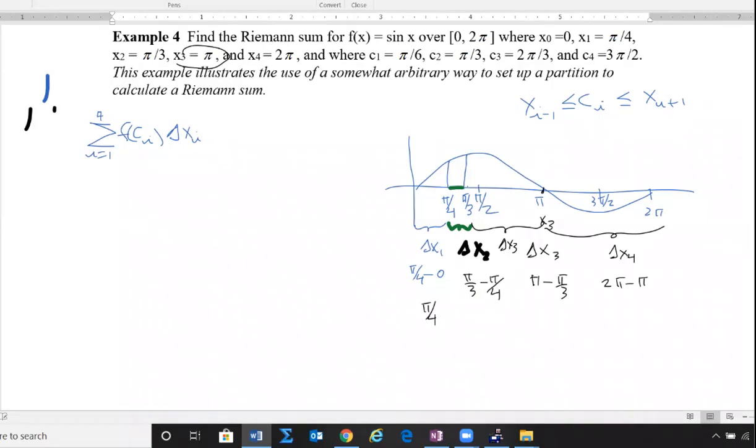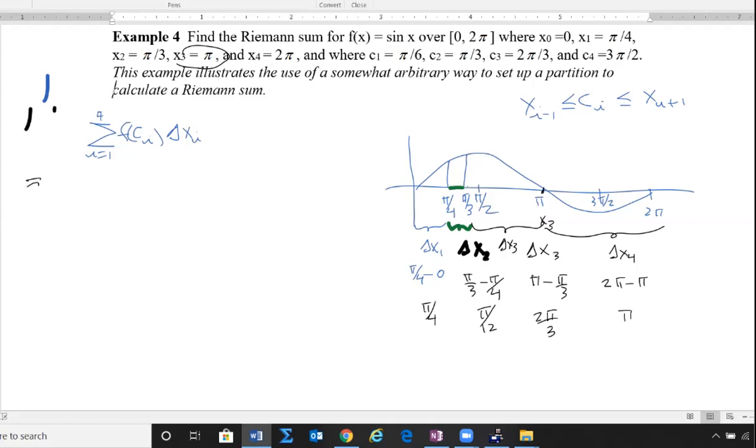So this is pi over 4. This is 4 minus 3, which is pi over 12. And this is, let's see, 2 pi over 3. And this is pi. So these are the delta x sub i's that I need for each computation. Now the c sub i's are given. We can see them in here: c sub 1, c sub 2, c sub 3, c sub 4. Okay, so it's just a matter now of throwing this all together.